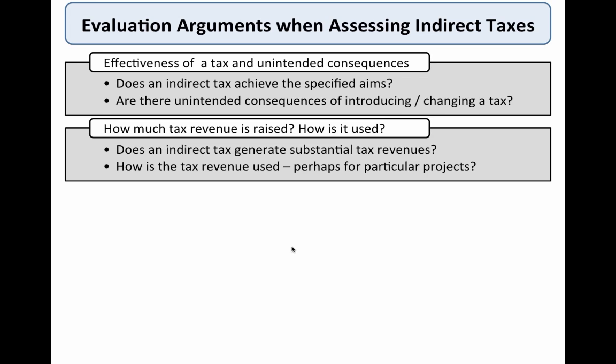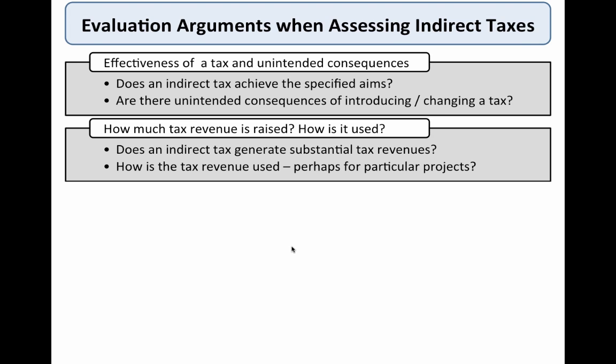Second key evaluation question to think about: if we put a tax on a product, how much revenue, how much tax does it actually create? So, for example, we know from the analysis a few minutes ago that an indirect tax is more likely to create tax revenue. But another key question, many students miss this out, is even if we do have a lot of revenue from the tax, how is that money used?